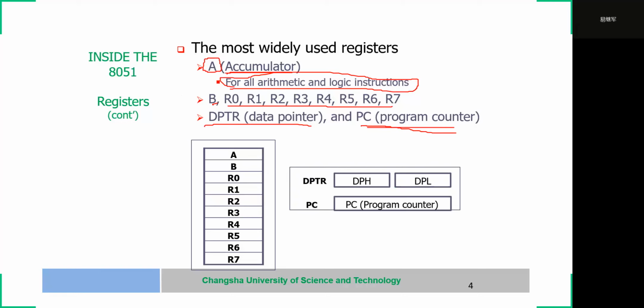Because the DPTR and the PC are 16 bits, sometimes we can separate them into two 8-bit parts. DPTR we can separate into DPH and DPL. The PC we can separate into PCH and PCL.